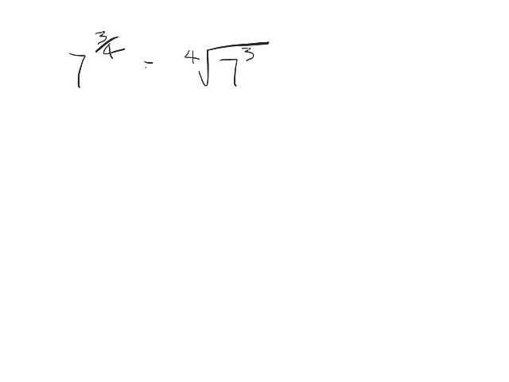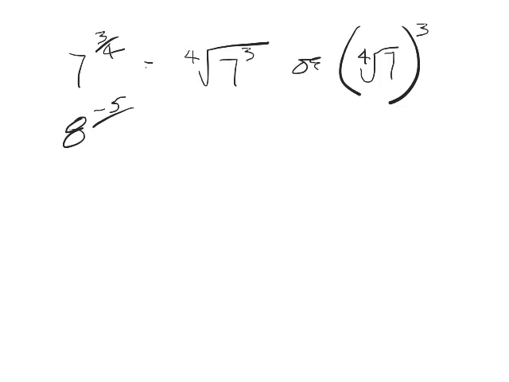So you're going to get that. Or you're going to get the 4th root of 7 cubed. It doesn't matter which order you do those in, it just depends on what's going to make it the easiest to solve. 8 to the negative 5/3 is going to give me 1 over 8 to the positive 5/3.